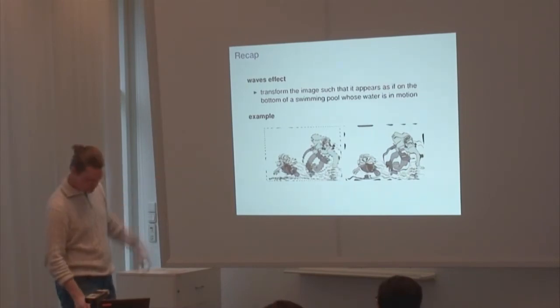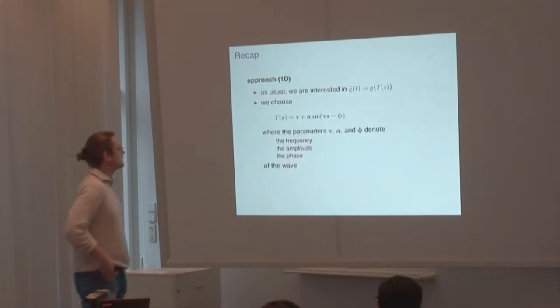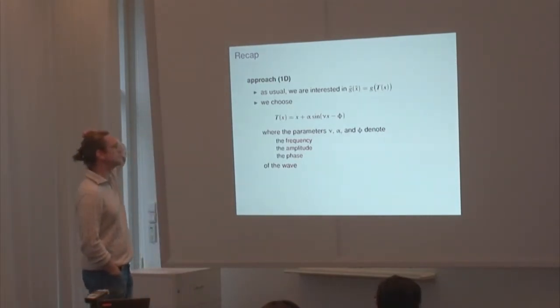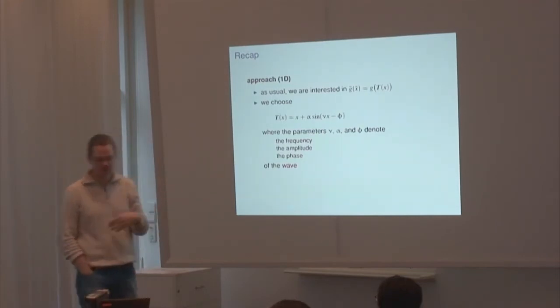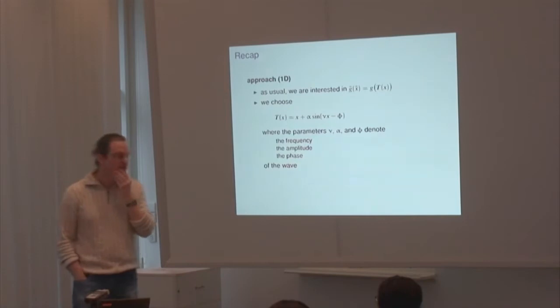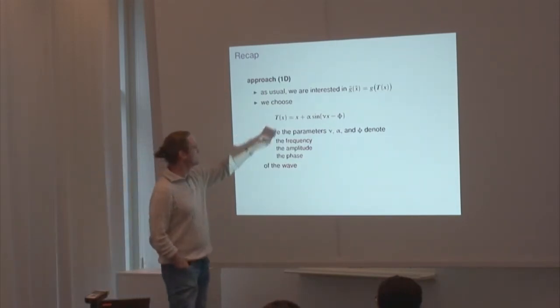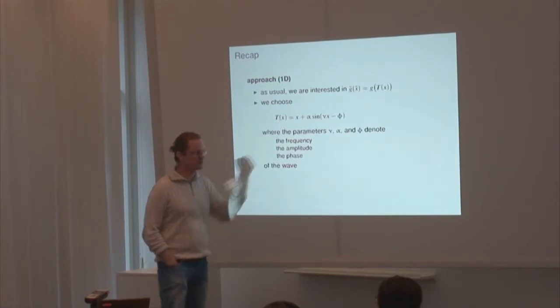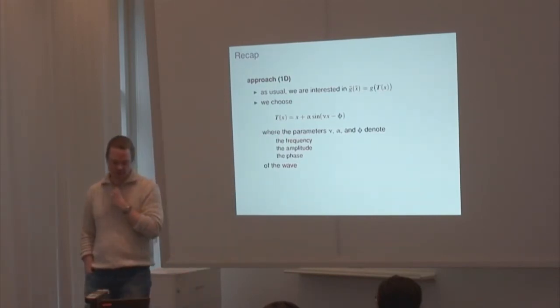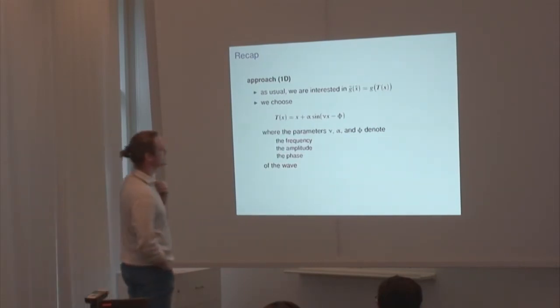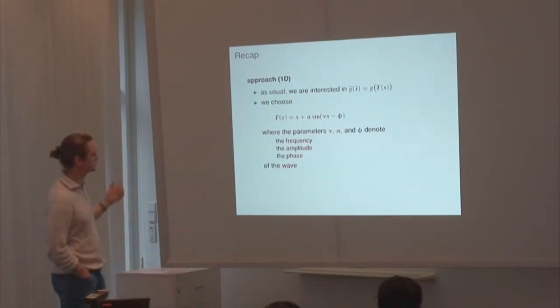The question is, how can we do that? Again, we looked into that, first of all, from the point of view of a one-dimensional wave function applied to a one-dimensional function. We found that it's probably a good idea to consider warps like this. So the transformation of the coordinate would be given by x plus some alpha amplitude times the sine of some nu frequency times x minus phi phase.